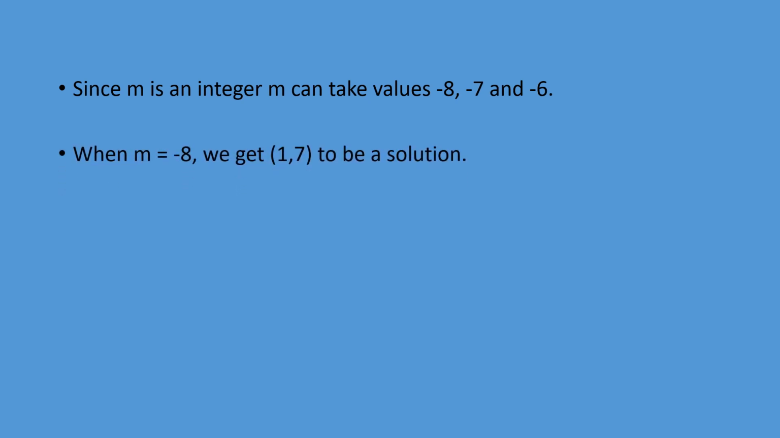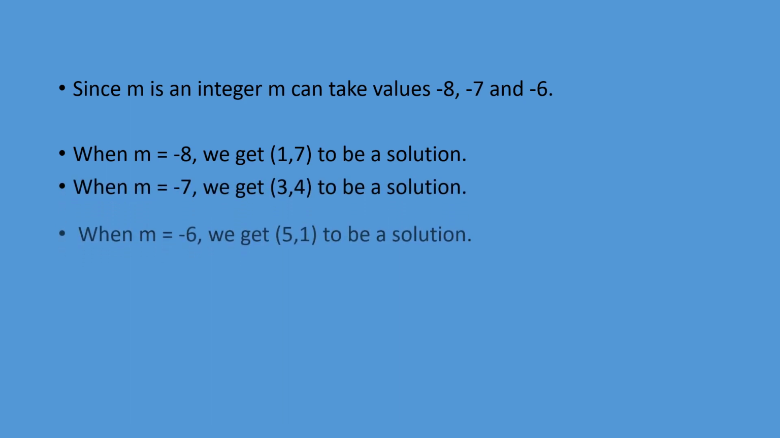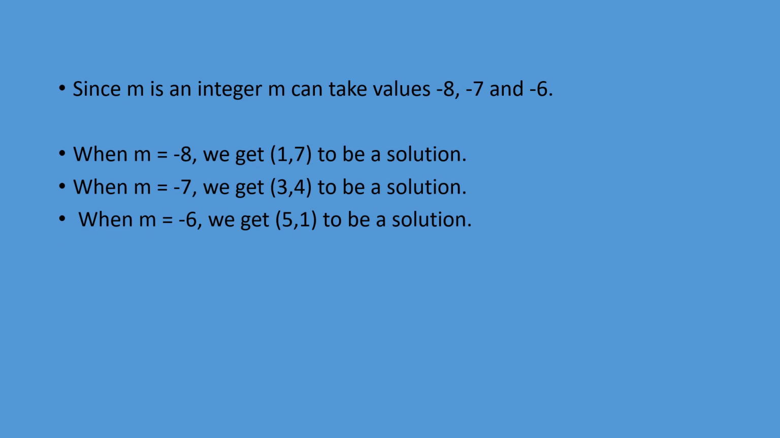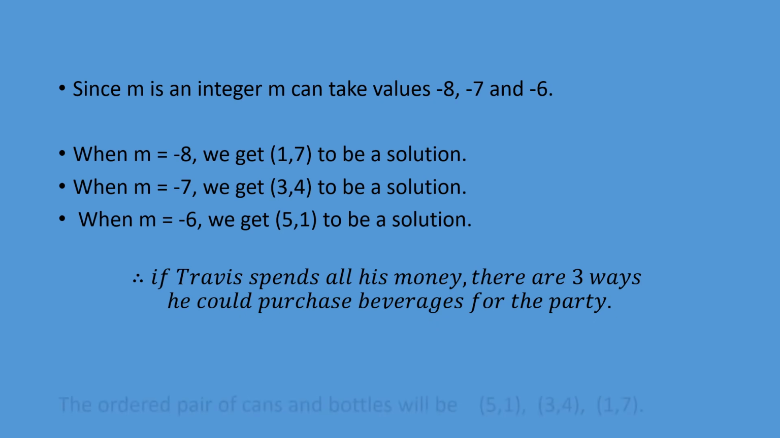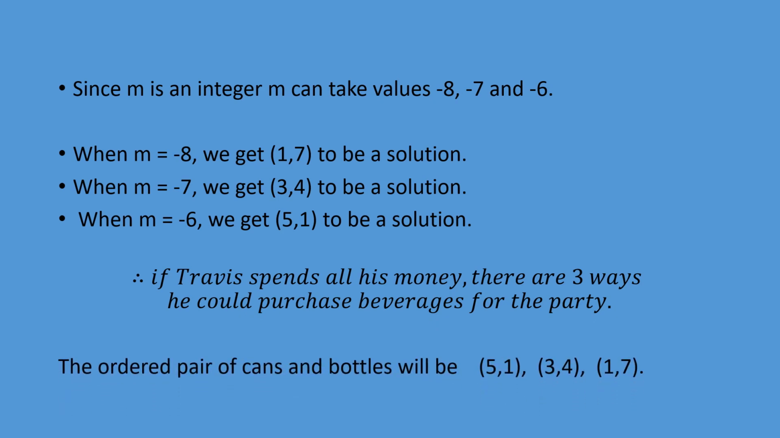By taking m as negative 8 in x star and y star, we get 1, 7 as a solution. When m is negative 7, 3, 4 is a solution. When m is negative 6, 5, 1 is a solution. So, if Travis spends all his money, there are 3 ways he could purchase beverages for his party. That is, he can purchase 5 cans and 1 bottle, or 3 cans and 4 bottles, or 1 can and 7 bottles.